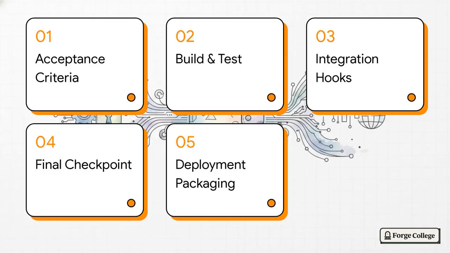Here's a quick look at our blueprint for this final hangar inspection. We'll start with the acceptance criteria, move into build, implement, and test. Then we'll wire up the integration hooks, hit the final checkpoint, and finally, package it all up for deployment.